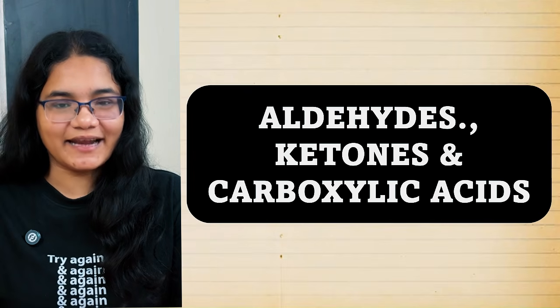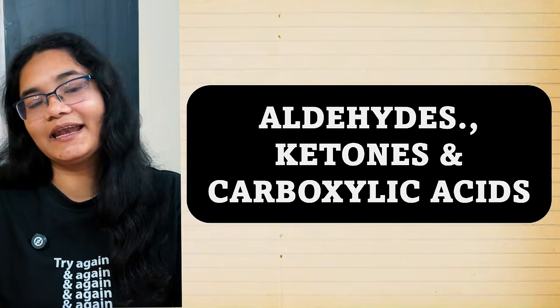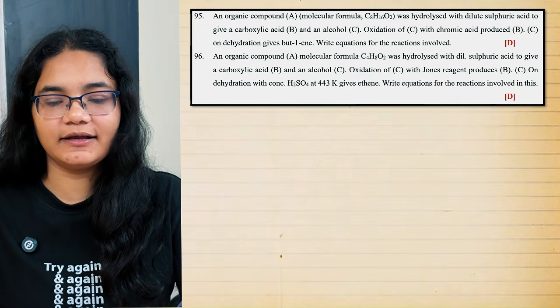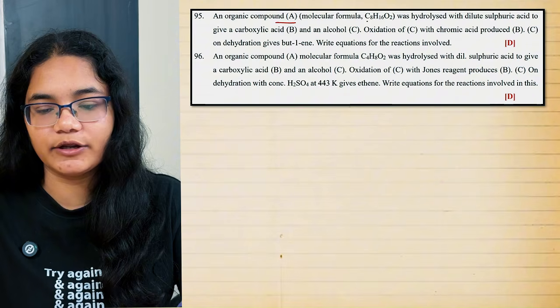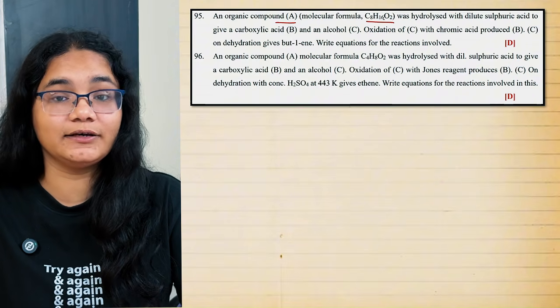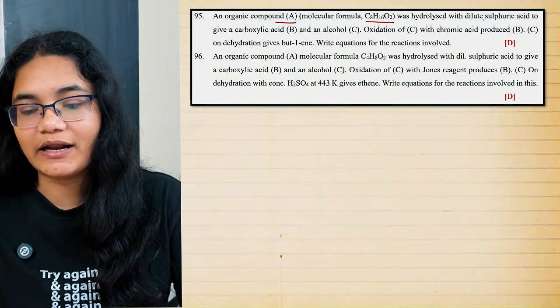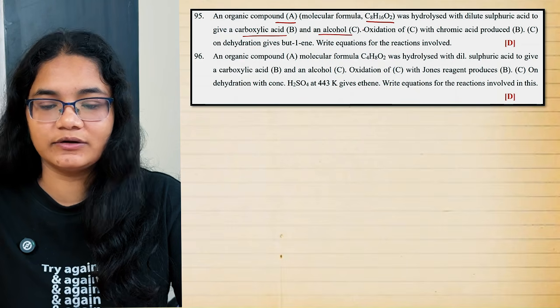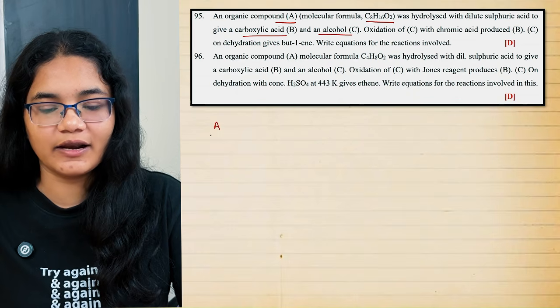Now let's move to the next chapter, that is aldehydes, ketones and carboxylic acids, and see its case-based question. The first question here is an organic compound A with molecular formula C8H16O2, which was hydrolyzed with dilute sulfuric acid to give a carboxylic acid B and an alcohol C. That means A is an ester.